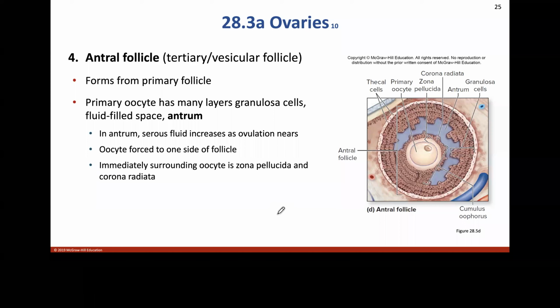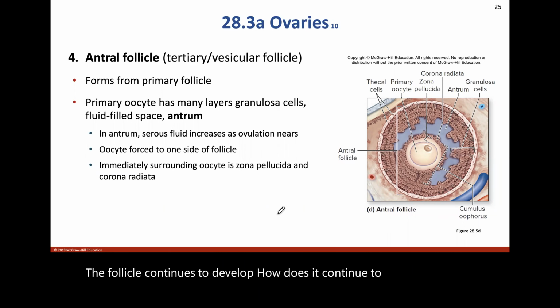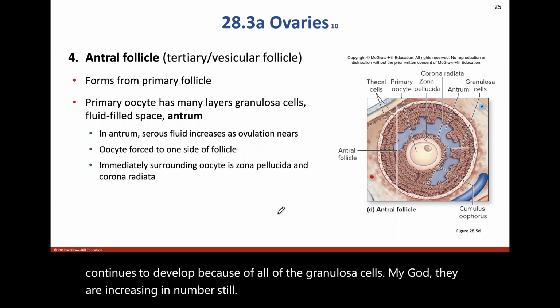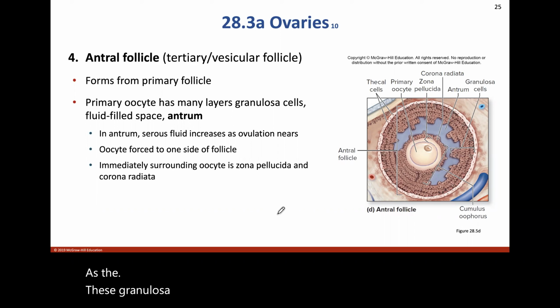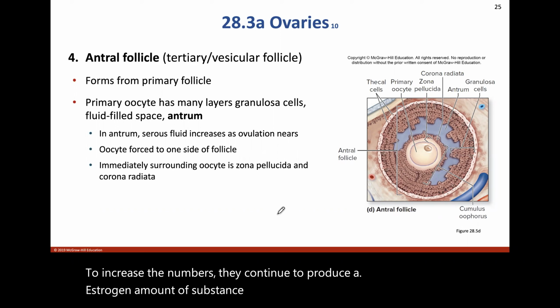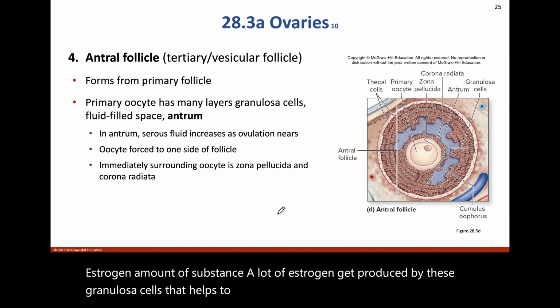The follicle continues to develop. How does it continue to develop? It continues to develop because of all of the granulosa cells. Oh my God, they're increasing in number still. As these granulosa cells continue to increase in numbers, they continue to produce a large amount of estrogen. A lot of estrogen gets produced by these granulosa cells. That helps to further the increase in size and the development of this egg.